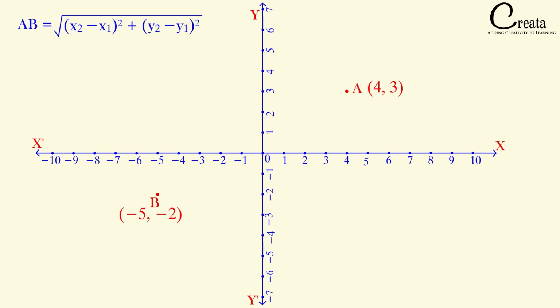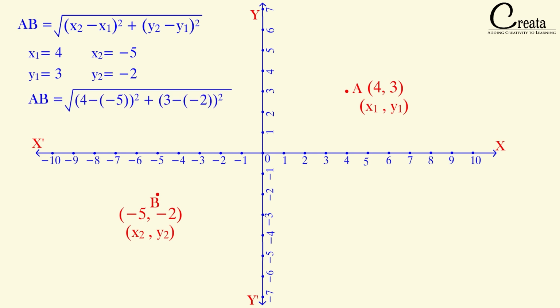Here (x1, y1) is (4, 3), that is x1 is equal to 4 and y1 is equal to 3. And (x2, y2) is (-5, -2), that is x2 is equal to -5 and y2 is equal to -2. We got the value of x1, x2, y1 and y2. Let's see whether this formula is applicable or not.